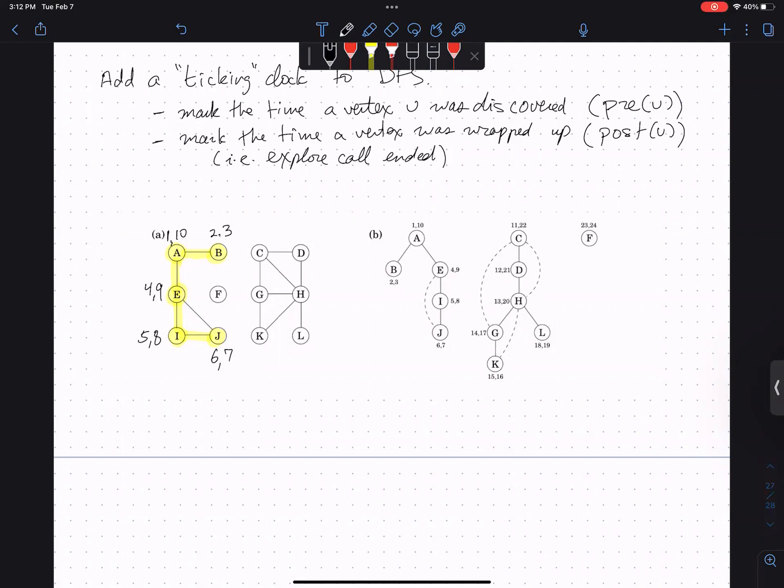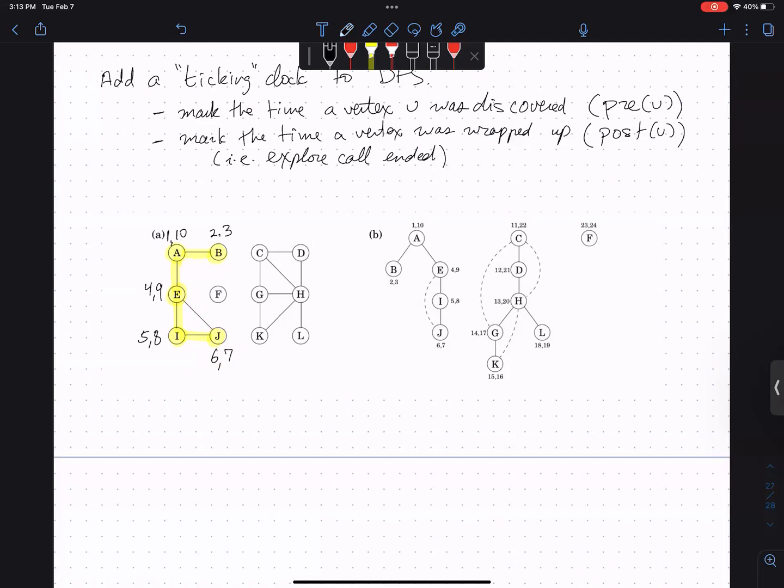So in this example, remember we said that the order of the vertices is defined alphabetically. Now, if it was defined somehow else, then this search and the numbers would look different. If, for example, when we were at E, we didn't go to I first, but we went instead to J first, then the numbers would have looked different, and that's fine. Given the same ordering of the vertices, your numbers will look the same.